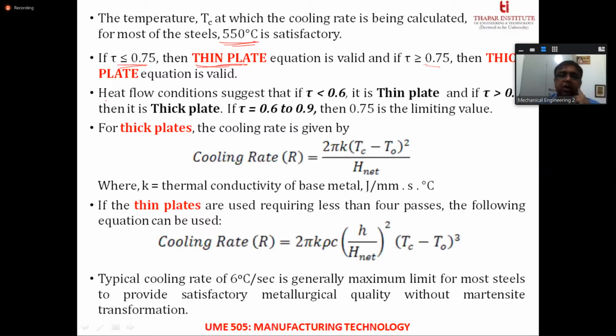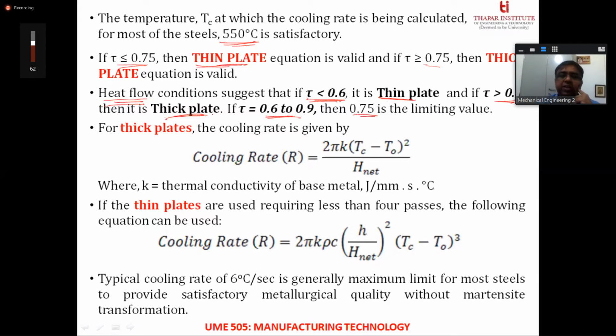However, when you consider heat flow condition, it has been recommended that if tau is less than 0.06, then we assume thin plate, and if tau is more than 0.09, we assume a thick plate. But if tau is in between these, then we take this value as the limiting value and assume a thick plate. So anything which is greater than 0.6 or 0.75 is taken as a thick plate, and anything which is less than 0.75 is taken as a thin plate.